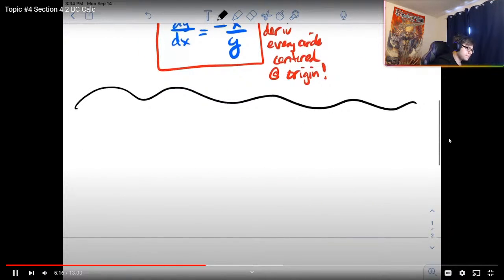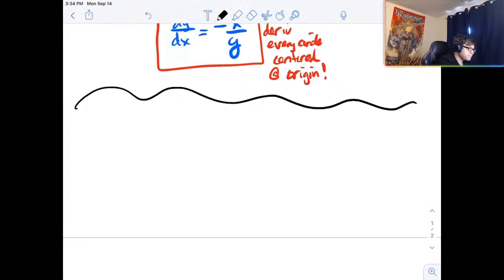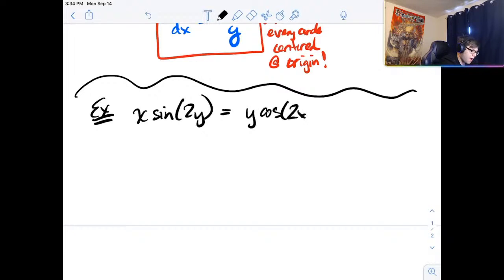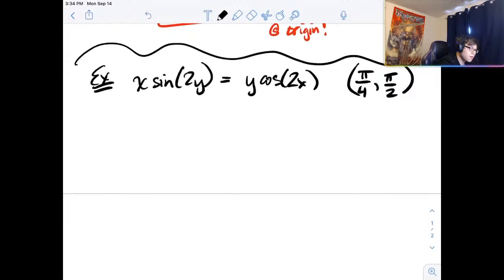Second and final example in this video is going to take us to a curve that is much more challenging than that, okay? Let's take the curve x sine of 2y equals y cosine of 2x. And the point they would like us to write the equation of the tangent line on is pi over 4 comma pi over 2. Now, ladies and gentlemen, we have no idea what this graph looks like outside of the fact that it does have x's and y's in it.